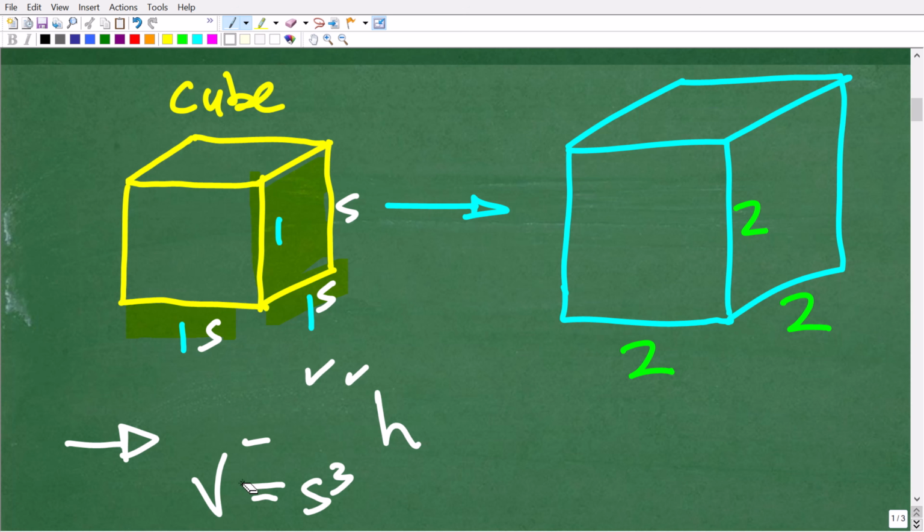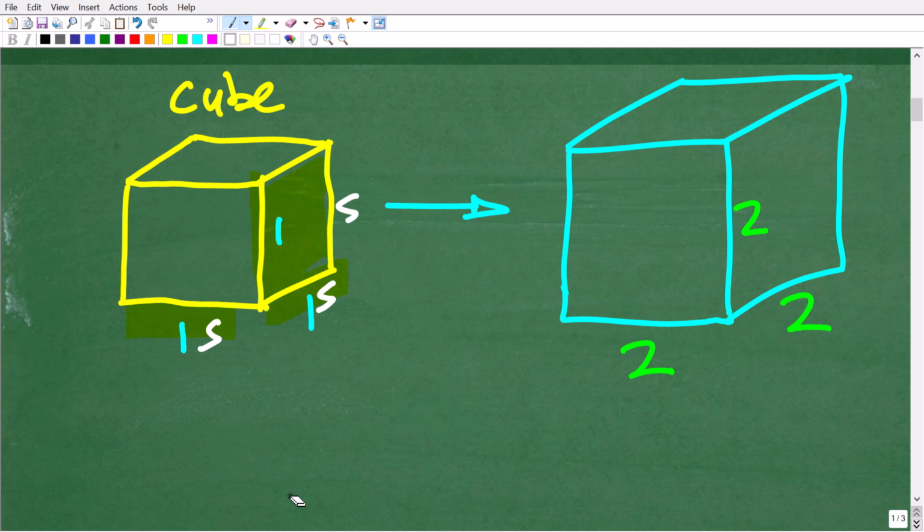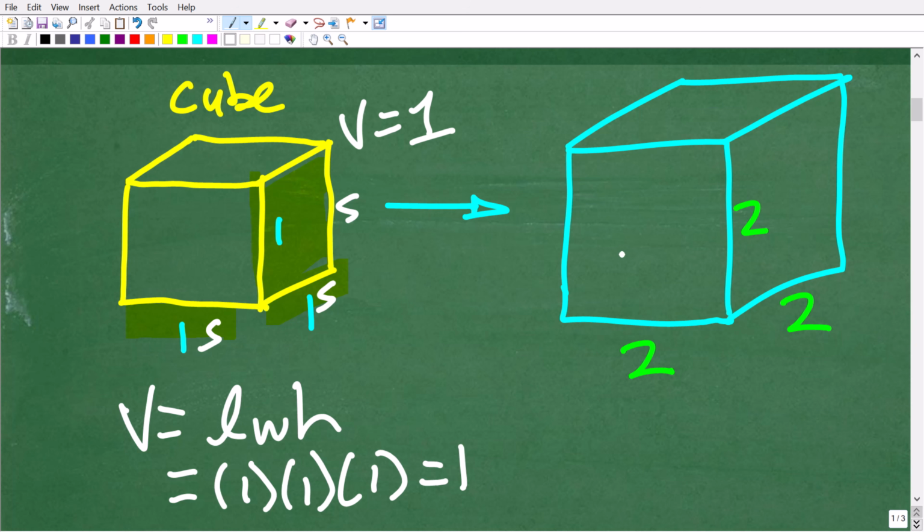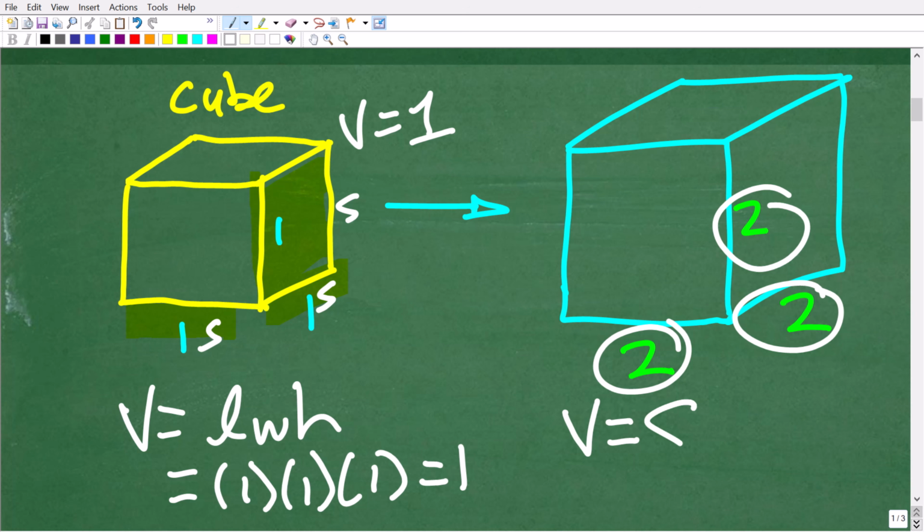So what we could do here is simply calculate the volume of each of these cubes. The volume of this cube is going to be the length times the width times the height, or 1 times 1 times 1, or 1. Okay, so the volume of this cube here is 1, and the volume of this cube is going to be what? Well, the volume is going to be 2 times 2 times 2, or 8. Okay, so the volume went from 1 to 8.